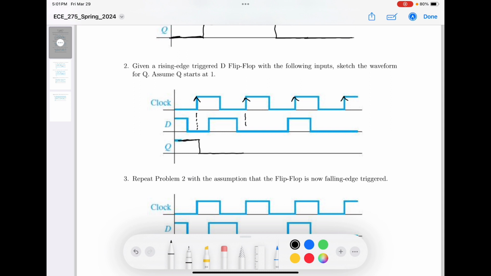At the next rising edge, D is 0 again, so nothing changes. At the next rising edge, D is 1, so after a slight delay, Q goes to 1. At the next rising edge, D is a 0, so after a slight delay, Q goes to 0.